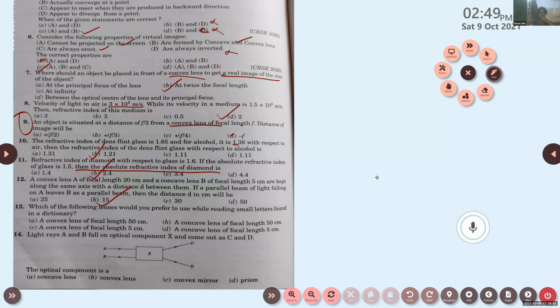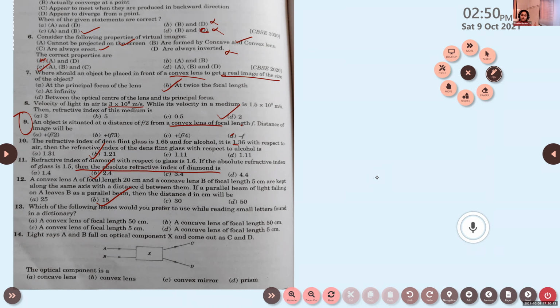Isha? Because we get virtual and direct images using concave lens. Then why you are not preferring this concave lens in order to read the small letters of dictionary? Concave lens is real and inverted. No. In both the cases, concave lens produces virtual images. Then why we are not preferring this concave lens? Diminished size. Very good. Excellent.